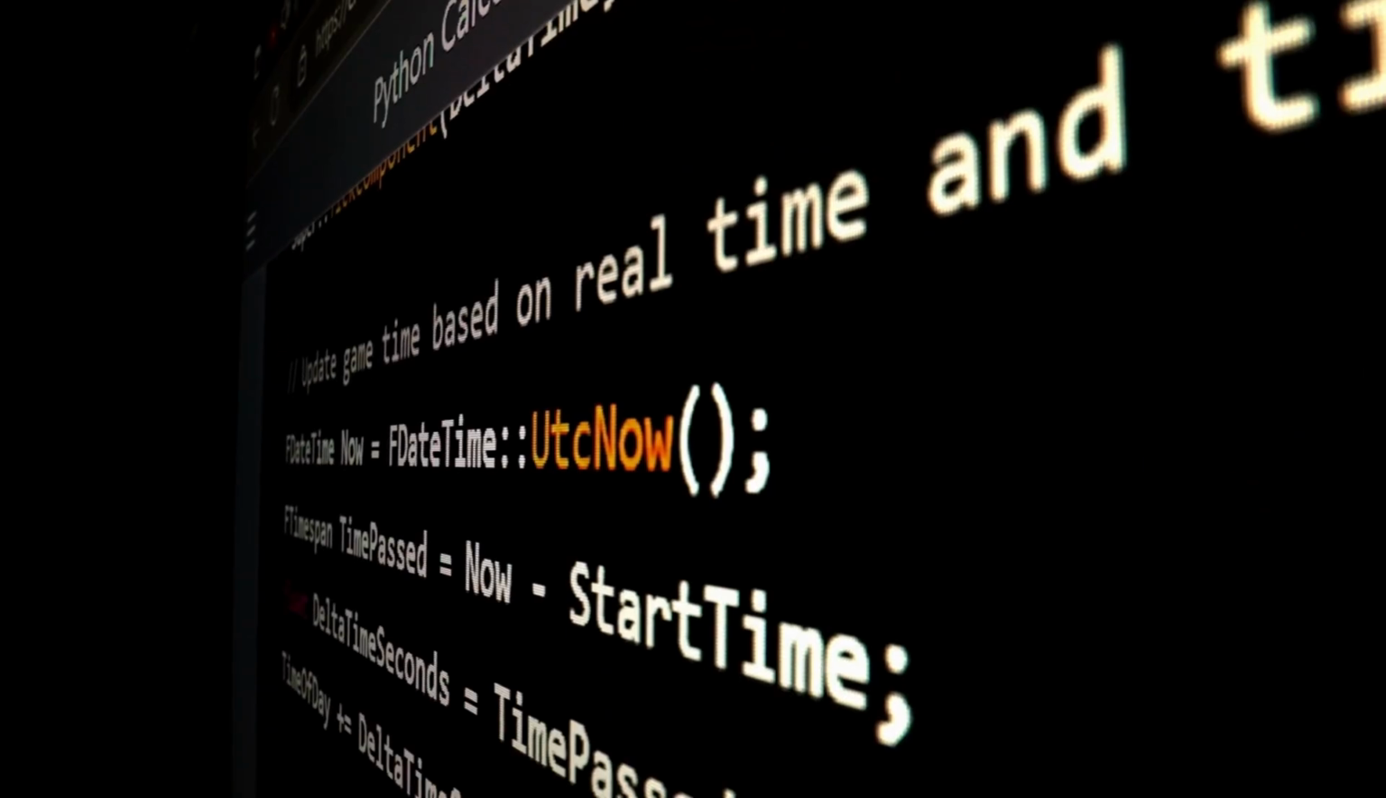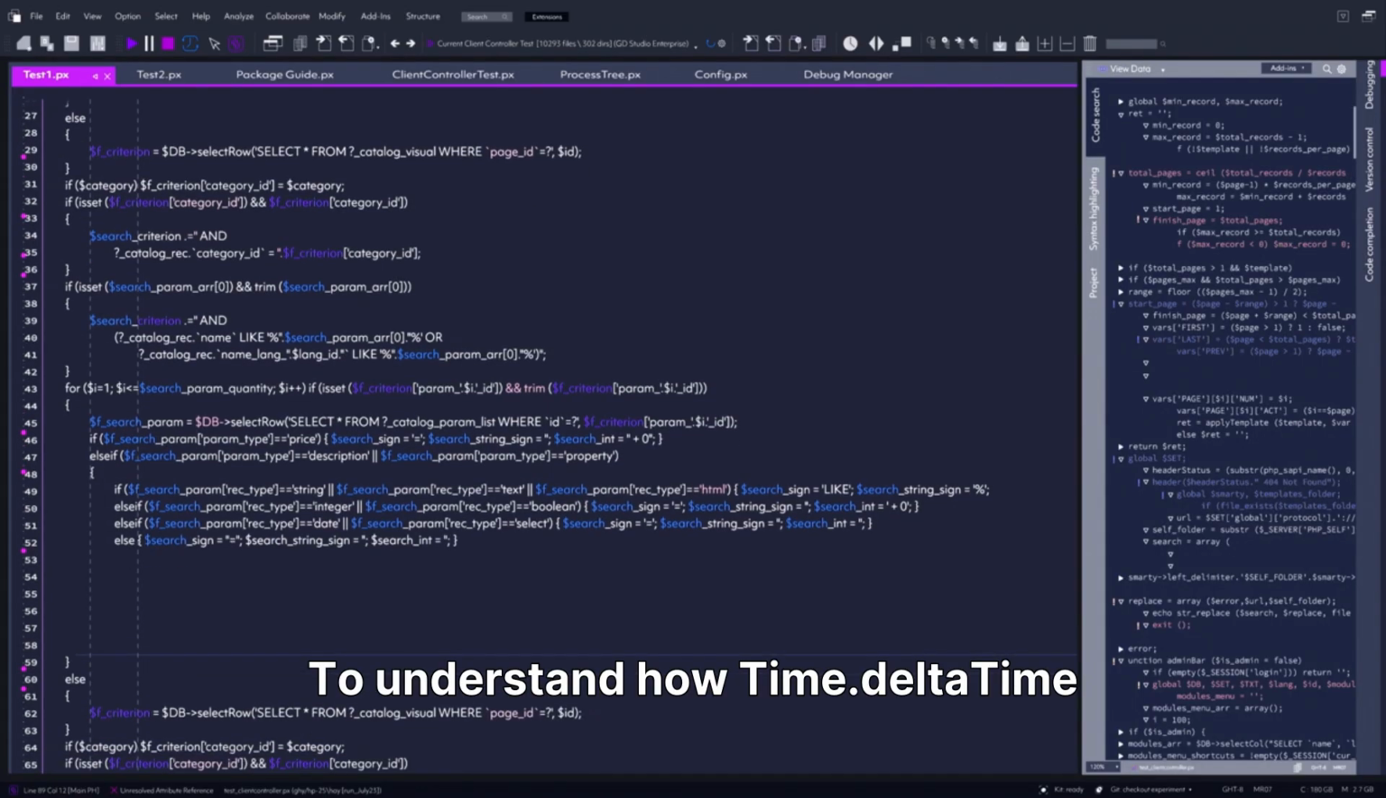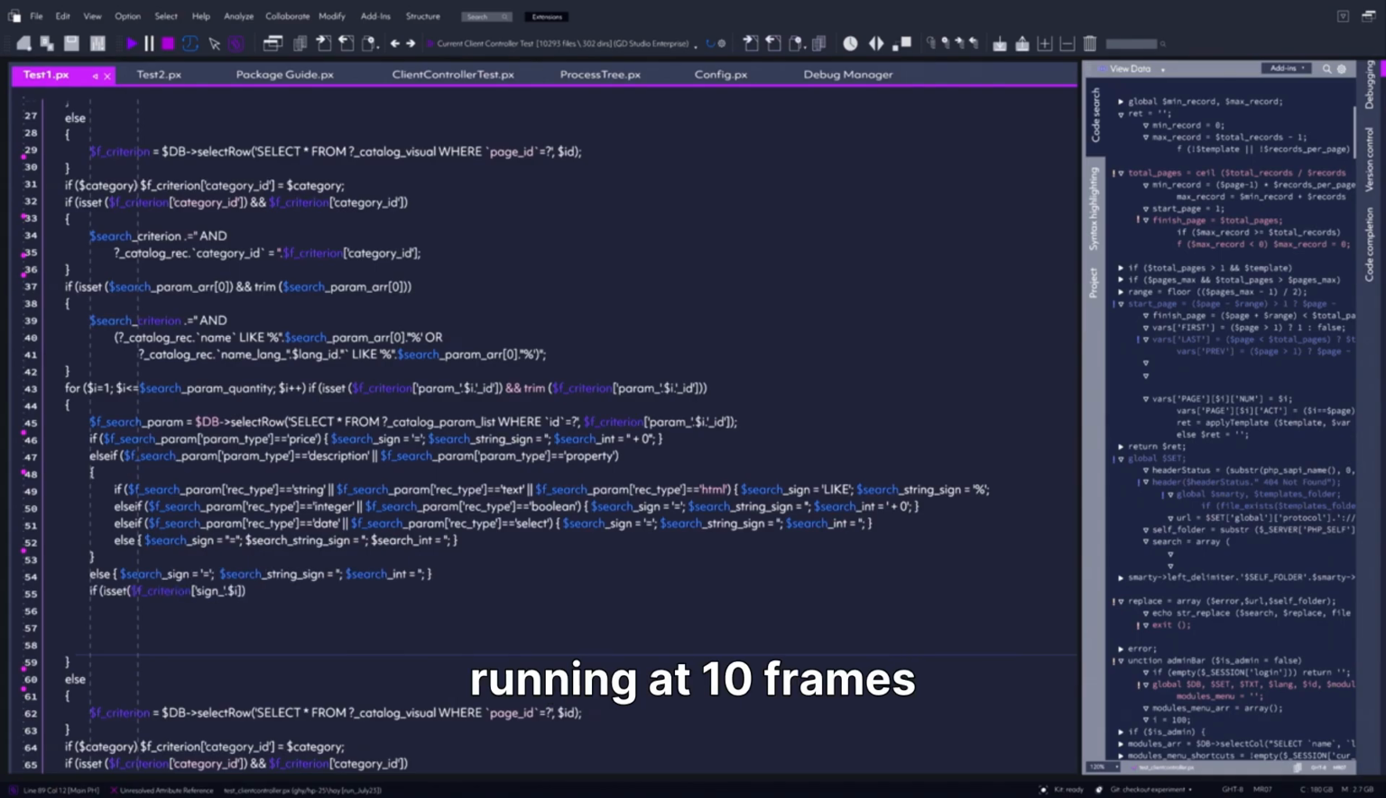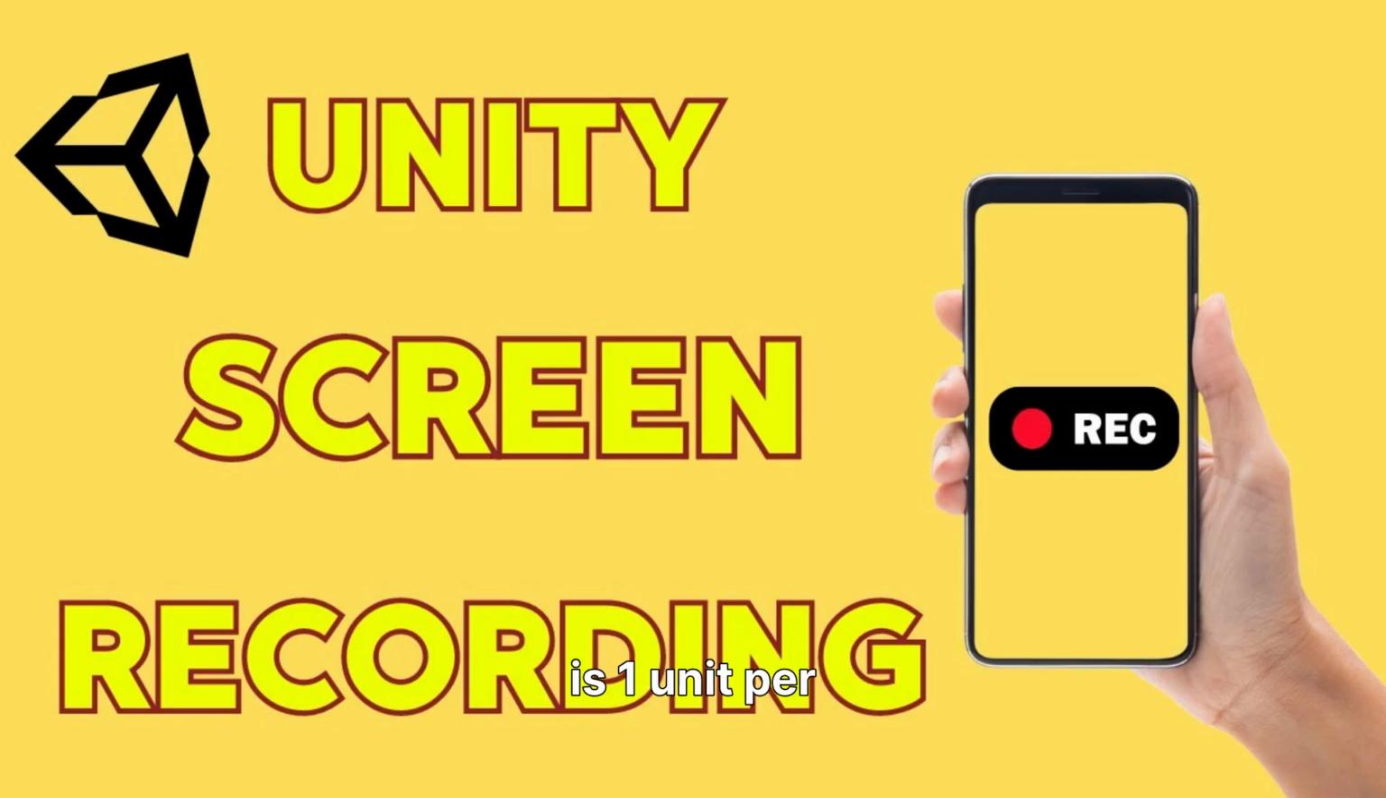To understand how Time.deltaTime works, imagine a machine running at 10 frames per second. Time.deltaTime would be 0.1 seconds. If your desired speed is 1 unit per second, the cube moves 0.1 units per frame. Over 10 frames, it covers 1 unit in total.